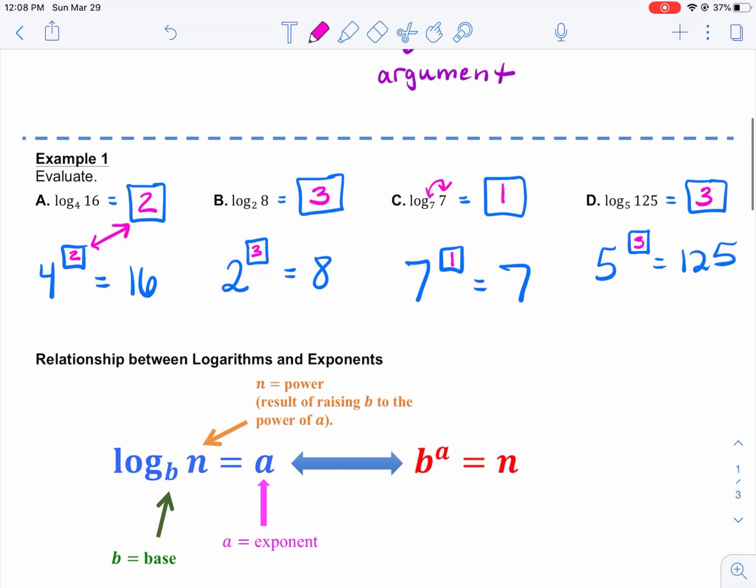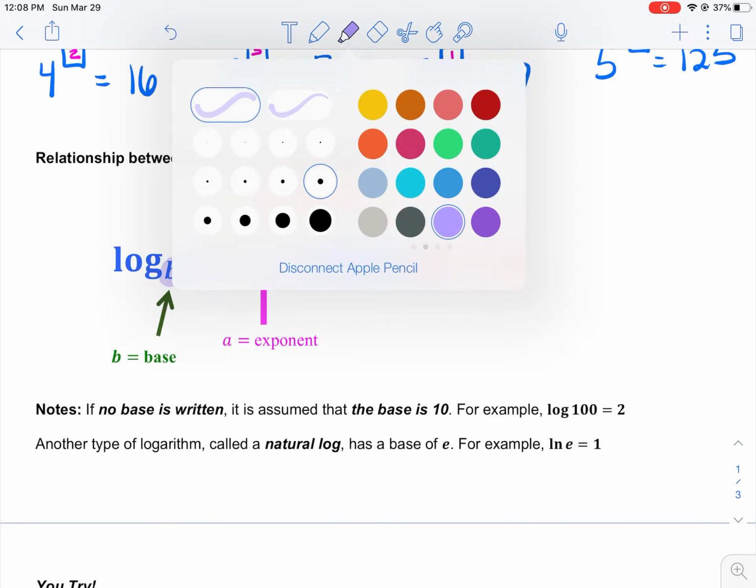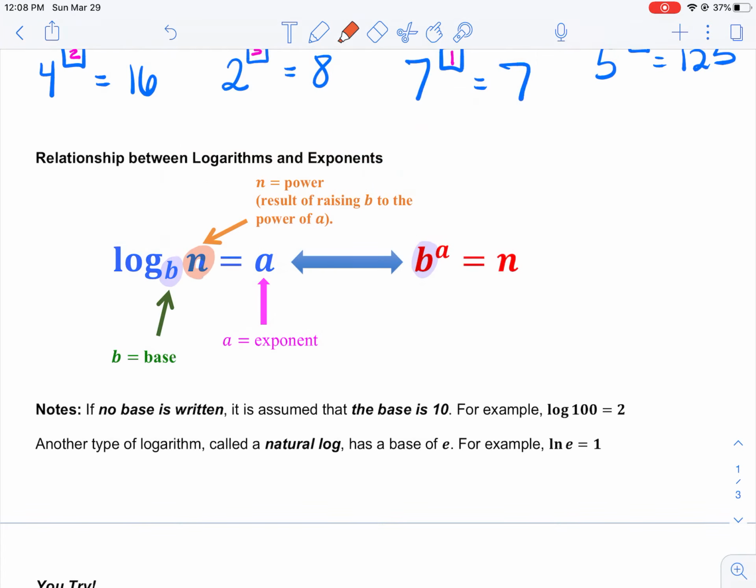Okay, so let's summarize what we just found: the relationship between logarithms and exponents. The base of the log is the same as the base of the exponent. And then we have this term called the argument. This is the value of the exponent. So if b to the a equals n, then that value of n, that power, is going to go right here, also known as the argument.